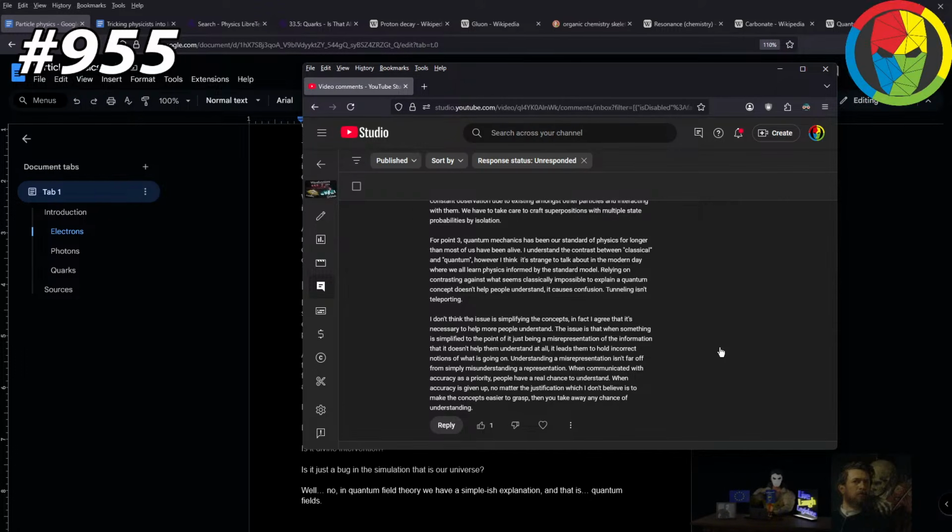To actually talk about something simple, the point of being measured precisely doesn't help understanding at all. These hold incorrect notions, which isn't far from simply sensing representation. Communicating with accuracy as predictive is given, no matter what justification one believes, by any chance of understanding.